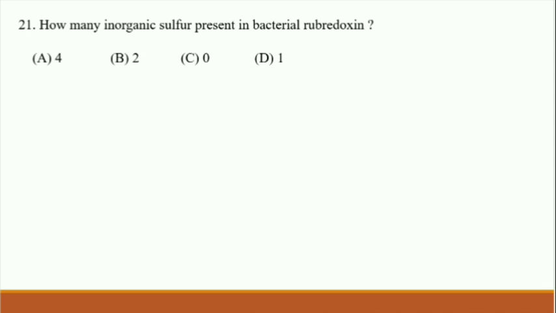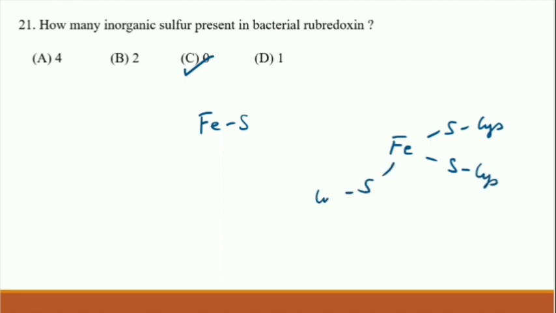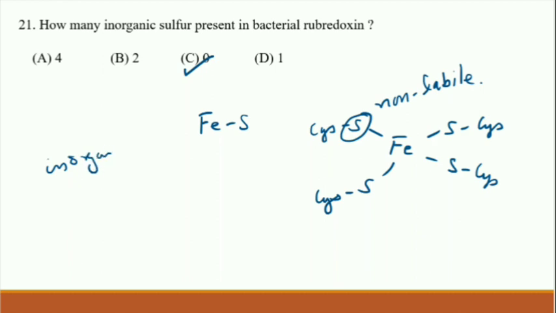Question: how many inorganic sulfur are present in bacterial rubredoxin? The answer is 0. The Fe protein is rubredoxin, and the structure looks like this: Fe with S cysteine, S cysteine, another S cysteine and S cysteine. This S is called non-labile sulfur. Inorganic sulfur means labile sulfur. So there is no labile sulfur, and the answer is 0.